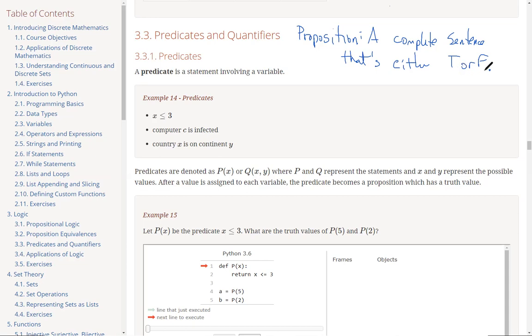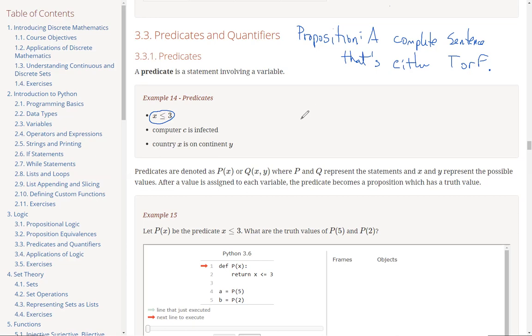Now, one example that I did about something that was not a proposition was something like this. X is less than or equal to 3. That is not a proposition because who knows what X is, right? The truth or falseness of saying X is less than or equal to 3 depends on the value of X.